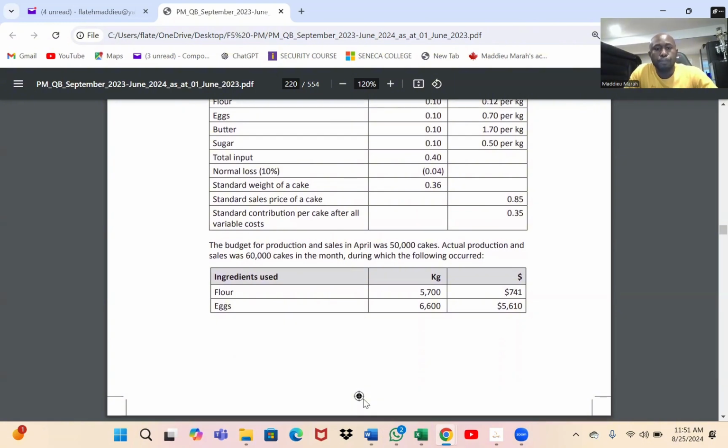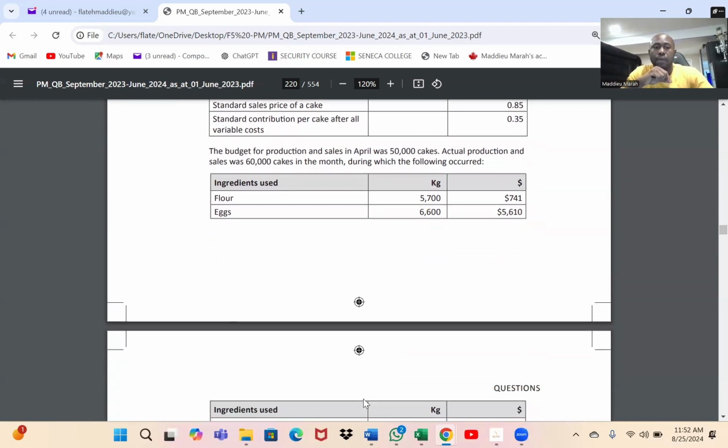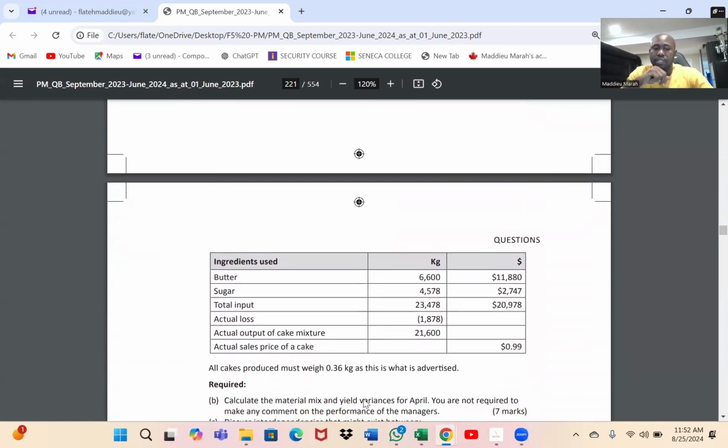The budget for production and sales in April was 50,000. This is a budgeted production. Actual production and sales was 60,000. So we budgeted 50,000 cakes. The actual production was 60,000, in a month, during which the following occurred. For us to produce this 60,000 cake, this was the actual result. We actually used 5,700 kg of material to produce 60,000 cake. So these are the actual results: flour, egg, butter, sugar, and all the rest.